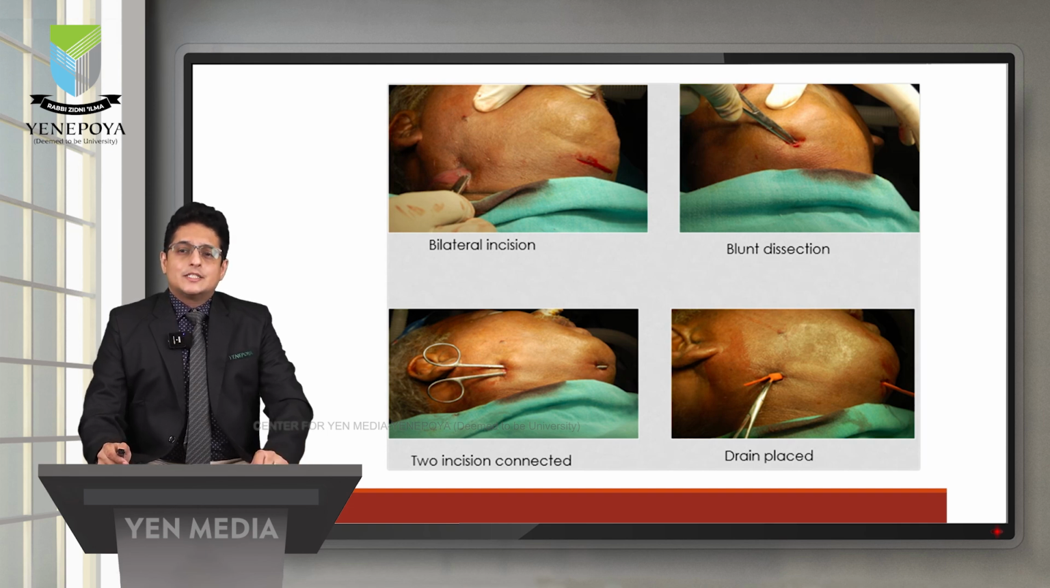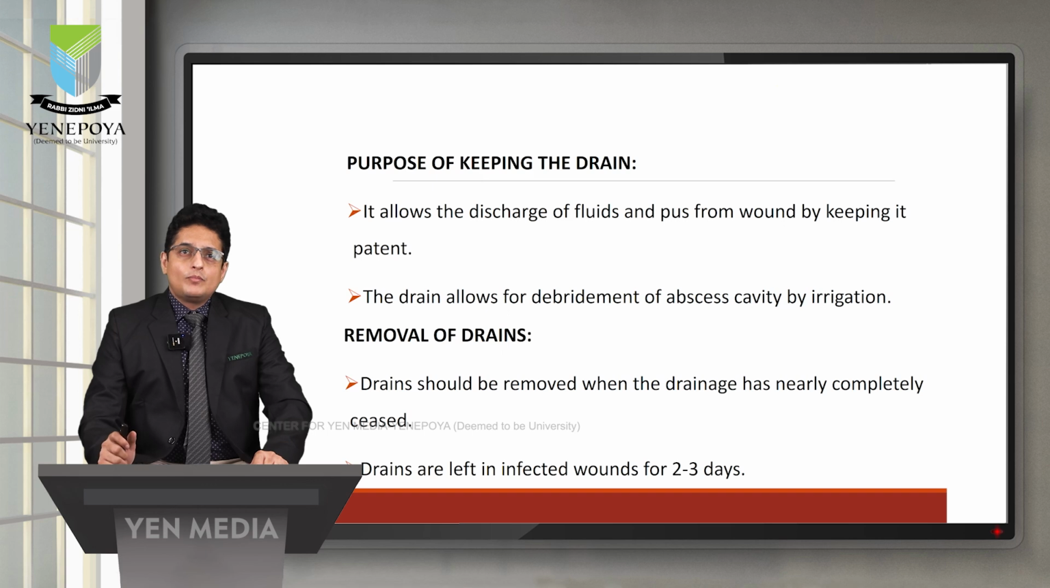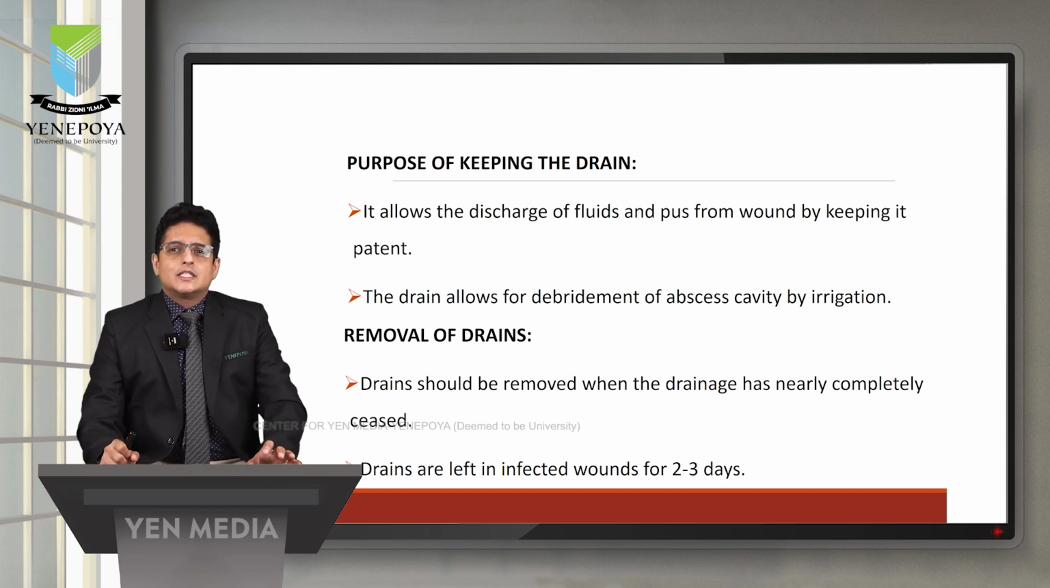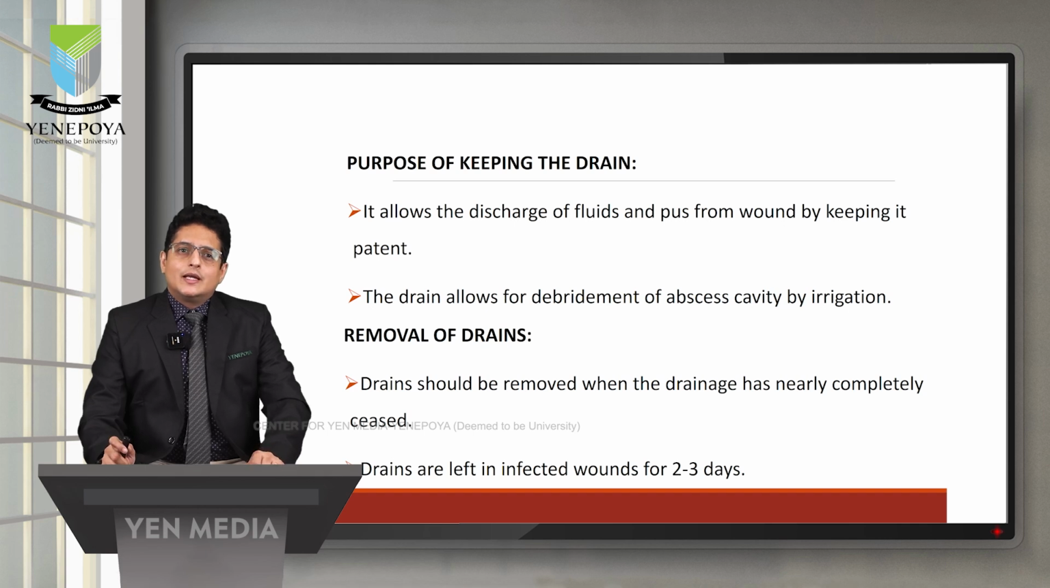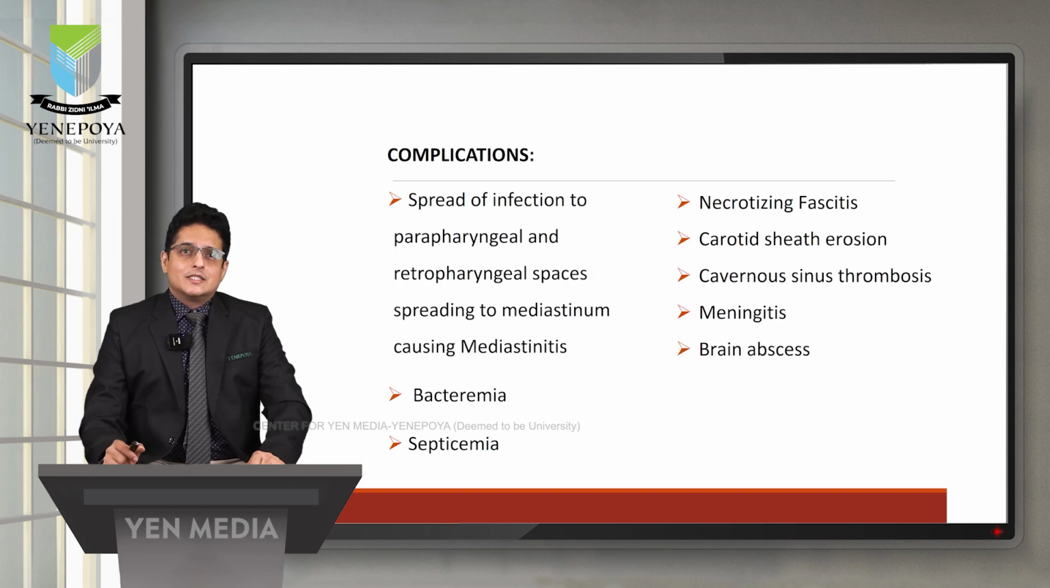Once this is done, the drain is placed and secured in position. The purpose of keeping the drain is that it allows the discharge of fluids and pus from the wound by keeping it patent. The drain allows the debridement of the abscess cavity by irrigation. The removal of the drain depends on the drainage. So it can be removed once the drainage has completely ceased or reduced. It can be left in place for 2 to 3 days, but keeping it longer can cause infection by being a source of infection. So it's preferred to remove it by 2 to 3 days.